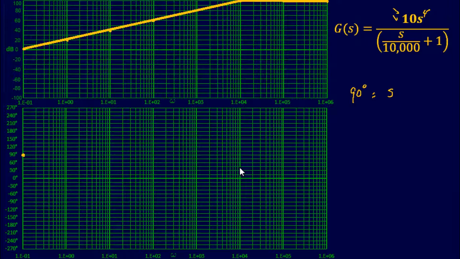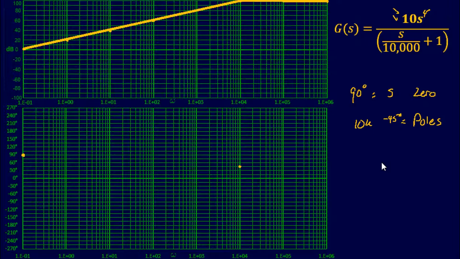Let me show you. At 10,000 right here, right now I'm going to drop 45 degrees from 90. So 45 degrees from 90 is 45. That's pretty easy. So 45 is right there. I went 45 degrees drop. So we have 10K, which is a negative 45 degrees since it's a pole. Okay? So I went 45 degrees down.